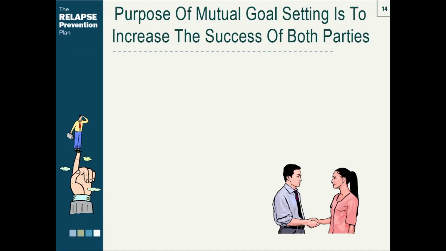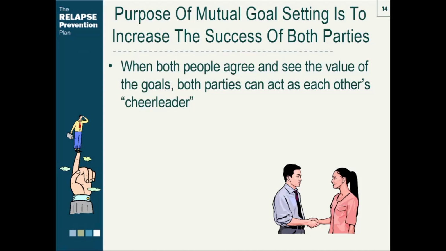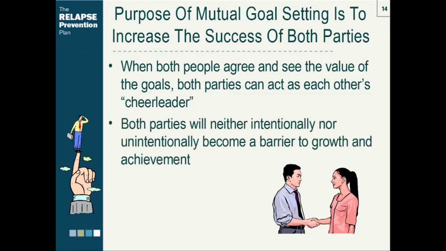The purpose of mutual goal setting is to increase the success of both parties. When both people agree and see the value of the goals, both parties can act as each other's cheerleader. Both parties will neither intentionally nor unintentionally become a barrier to growth and achievement.